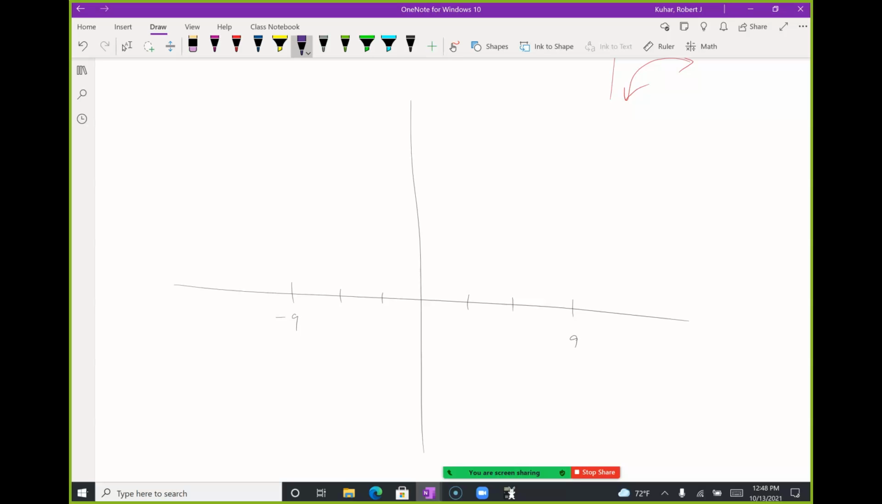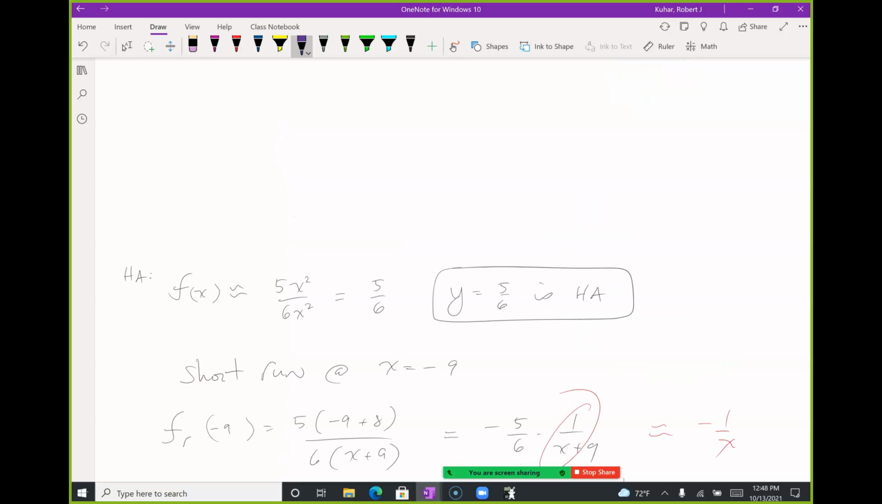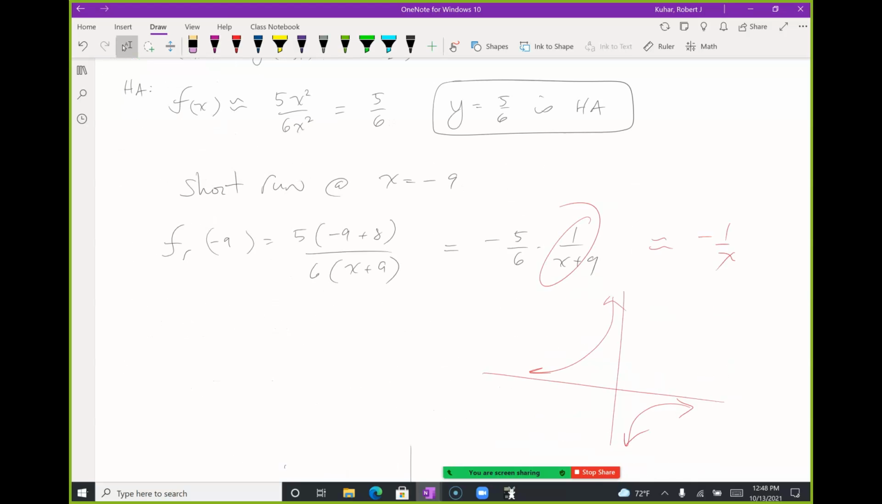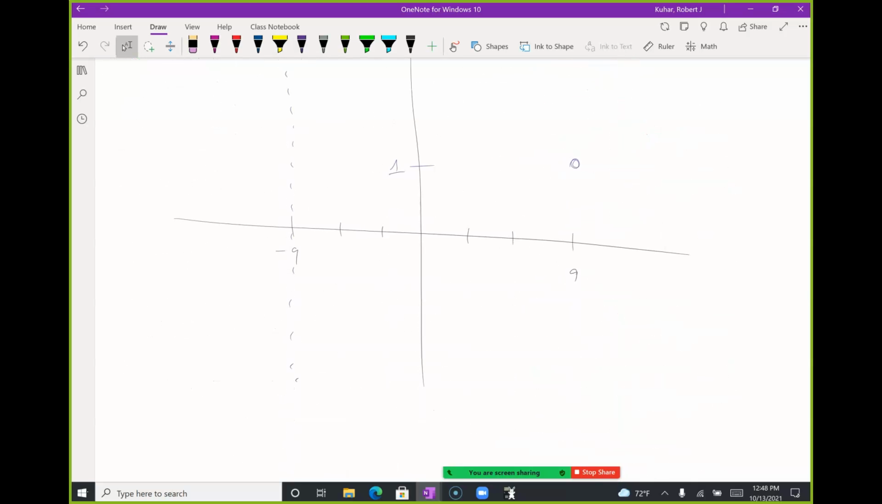Vertical asymptote at negative 9, correct? I got a hole at 9. I don't know where it is. What number was it? It's like a little bit bigger than 1. Is that right? So there's a hole in the graph at 9 comma, whatever it was. What was it? I forget. Less than 1. 85 over 108. So less than 1.